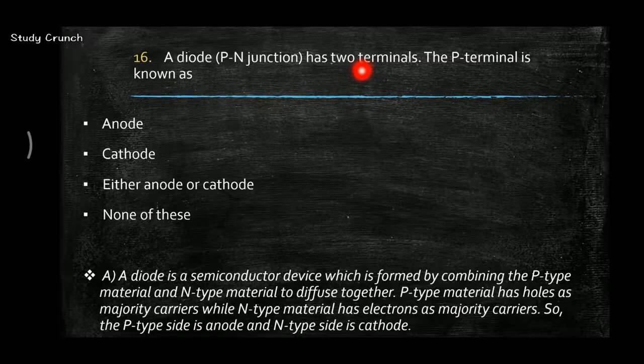Next, a diode has two terminals. The P terminal is known as anode. So a diode is a semiconductor device which is formed by combining p-type and n-type material to diffuse together. So p-type has holes and n-type has electrons. So p side is the anode and the n side is the cathode.